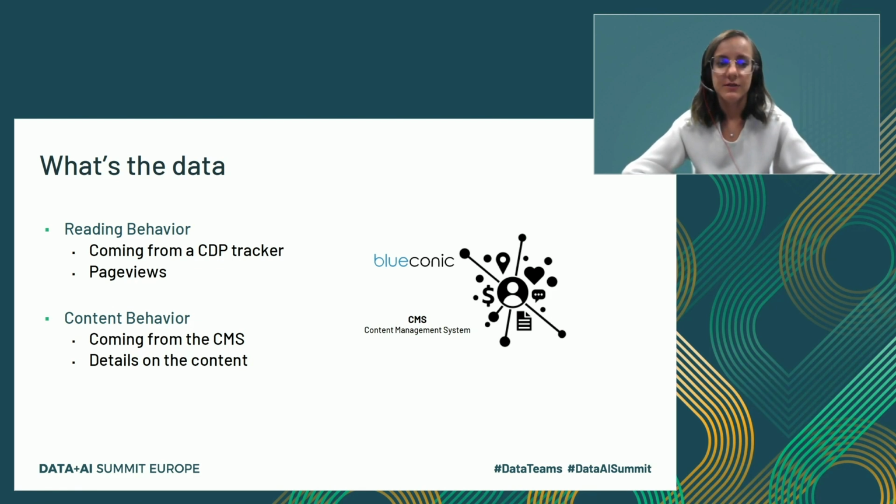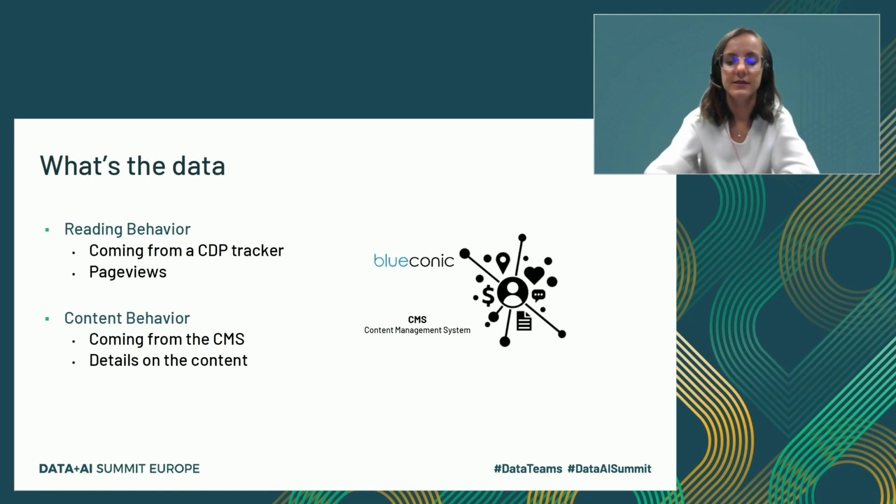Secondly, we have the content behavior data, which is coming from the content management system. This contains all the details of an article, all the details of all the content that they have.